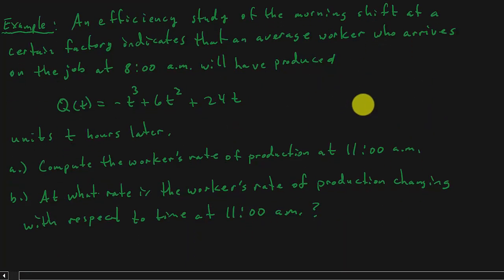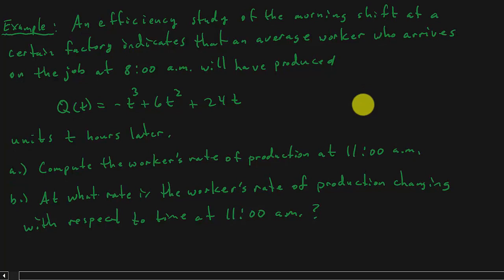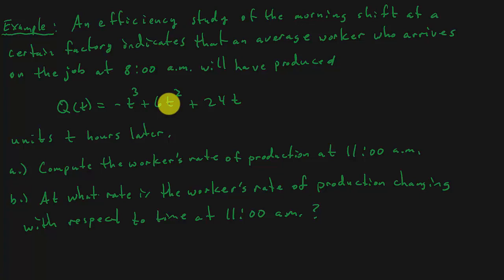All right, so let's see what we've got here. It says an efficiency study of the morning shift at a certain factory indicates that an average worker who arrives on the job at 8 a.m. will have produced this many units T hours later. This is the number of units. Compute the worker's rate of production at 11 a.m. and at what rate is the worker's rate of production changing with respect to time at 11 a.m.